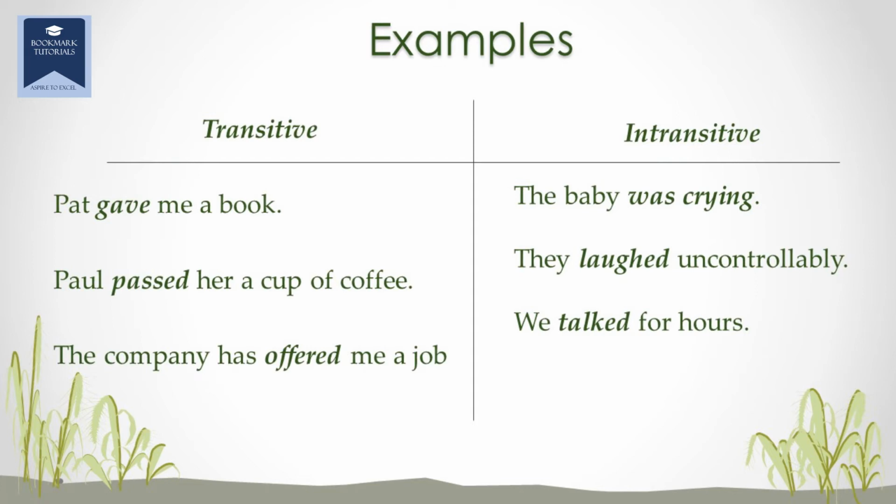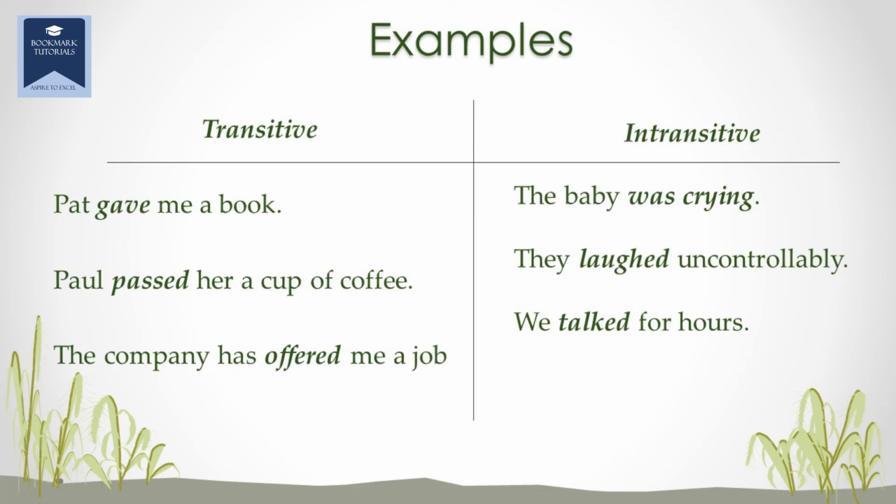Here we have the subject and the verb. To whom did Pat give the book? Me, or the speaker. Pat gave the book to me. What did Pat give? A book. Hence, we can see that this satisfies the formula I mentioned earlier. This sentence has a direct object. That makes this a transitive verb.